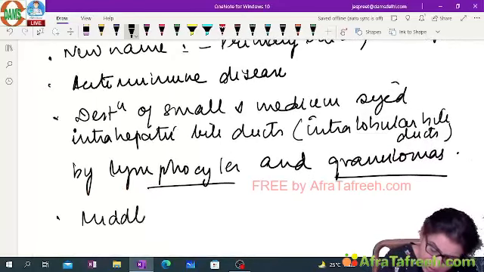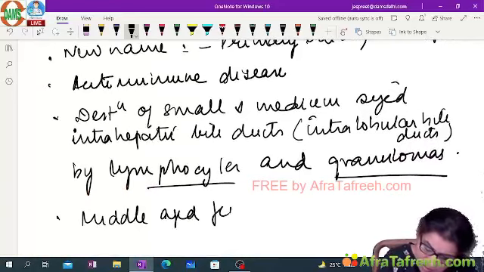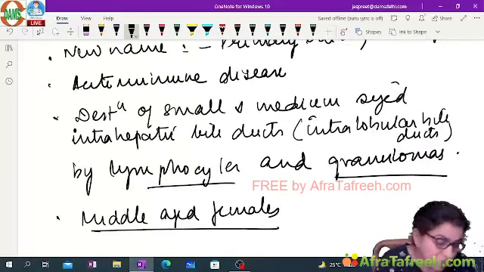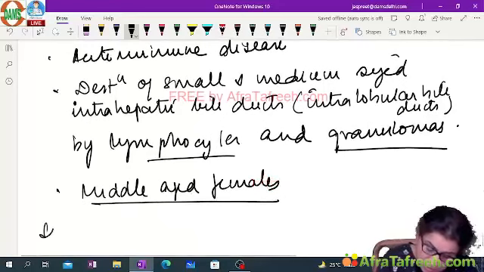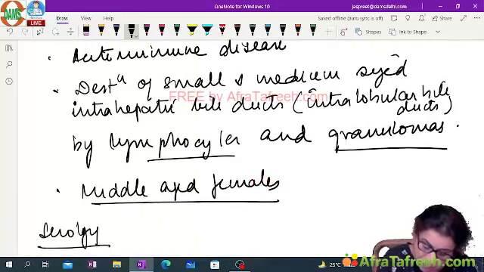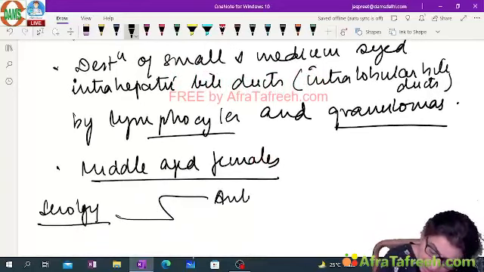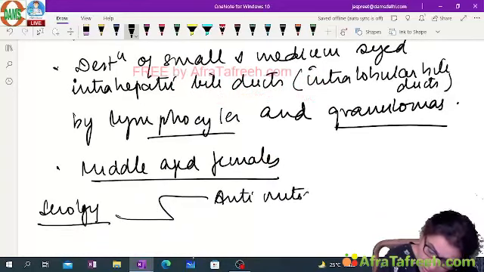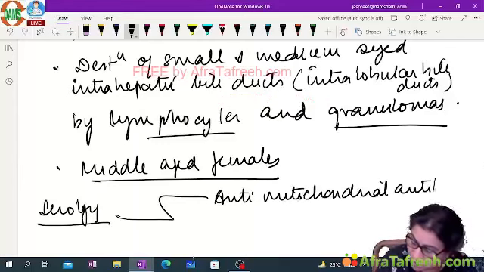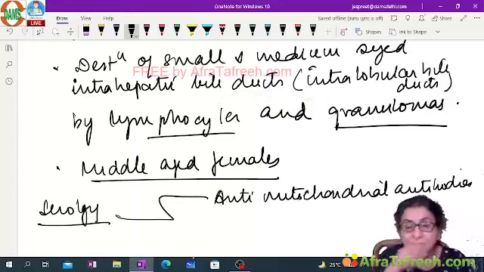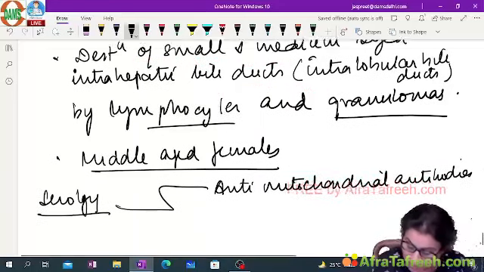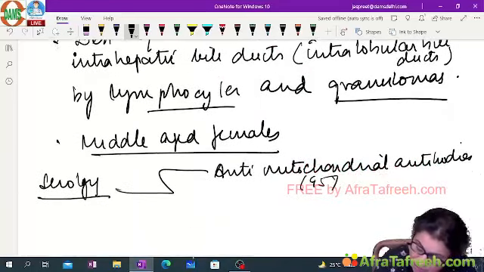It is seen in middle-aged females. And if you see their serology, these females are positive for anti-mitochondrial antibodies. Most of these women, 95% of patients, have anti-mitochondrial antibodies.